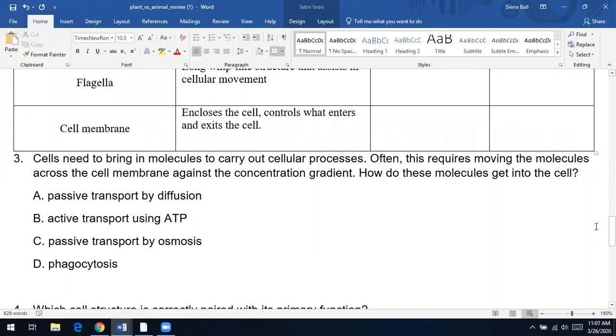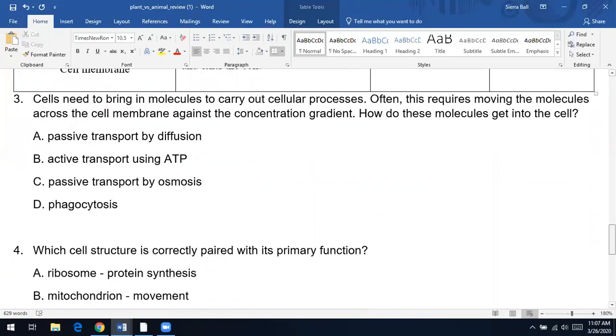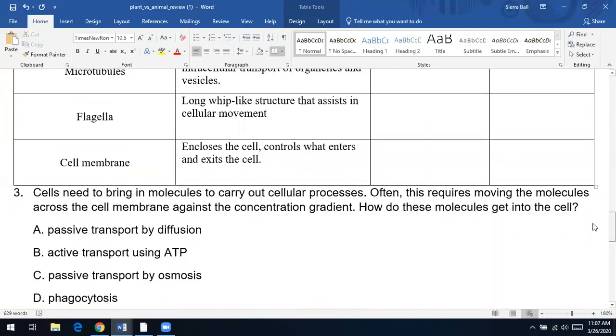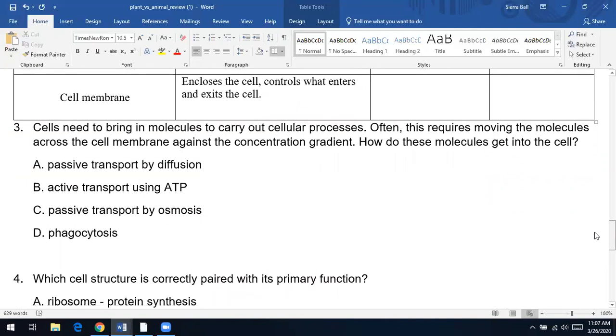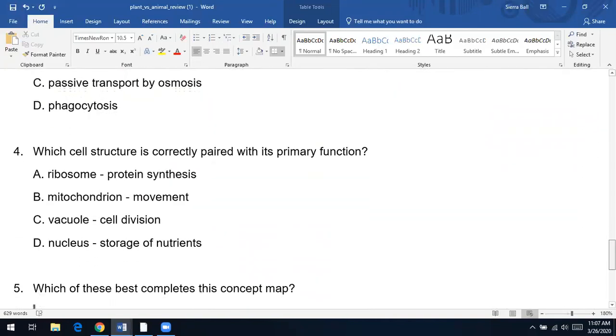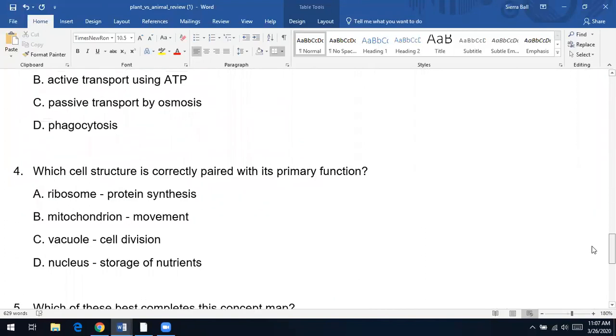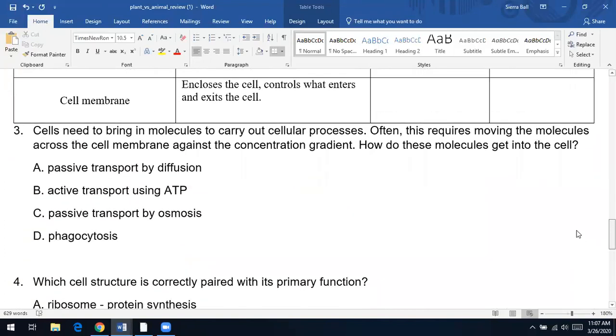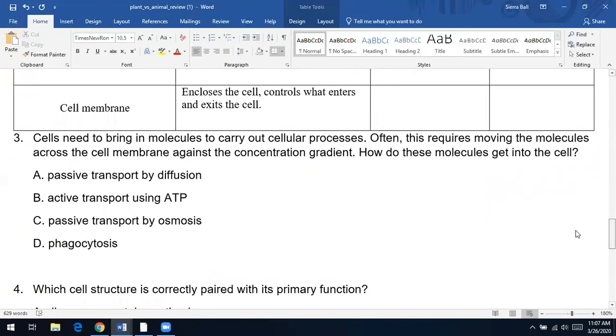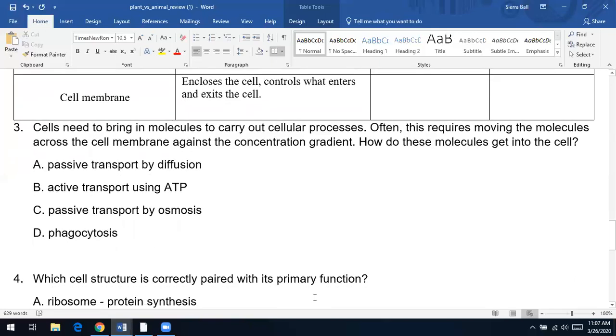Number three, we did not go over cell membrane. So skip number three, because we're going to do cell membrane next week, okay? You really just got to do 1, 4, and 5. Because I don't want to get into active and passive transport. That's a lesson all on its own. So we're not going to do this question today, okay?